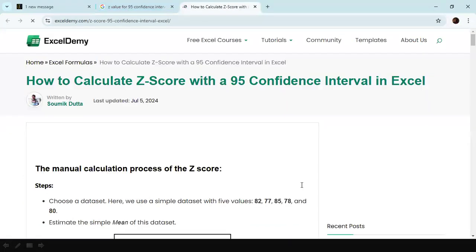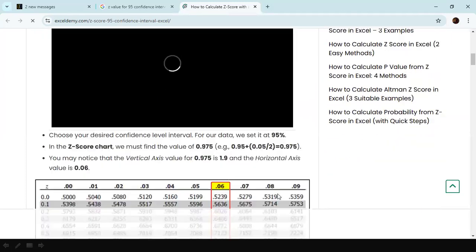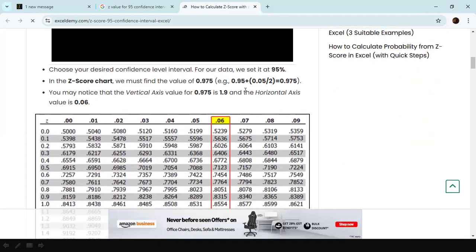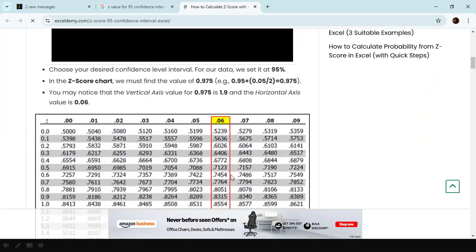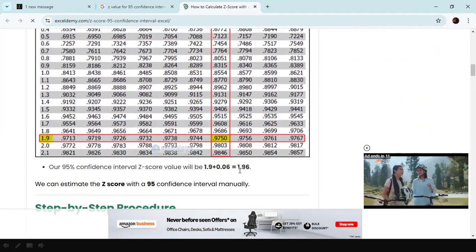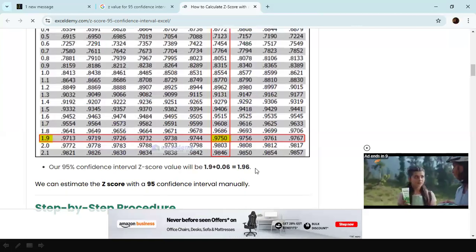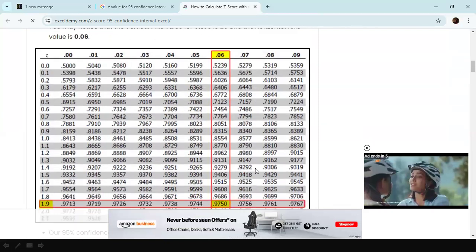In Excel also you can calculate it. You can try it out in Excel. These steps are available. Z-score chart value 0.975: the vertical axis value is 1.9 and the horizontal axis value is 0.06. So 1.9 plus 0.06 is 1.96. You might be asking this question, right?